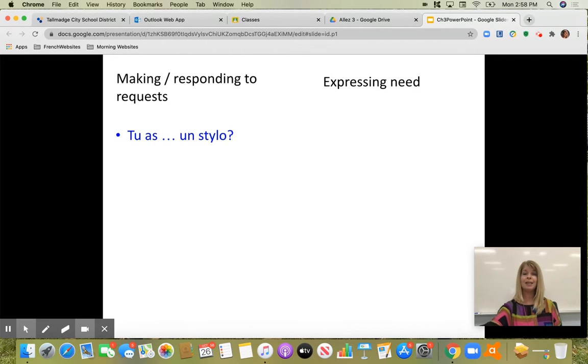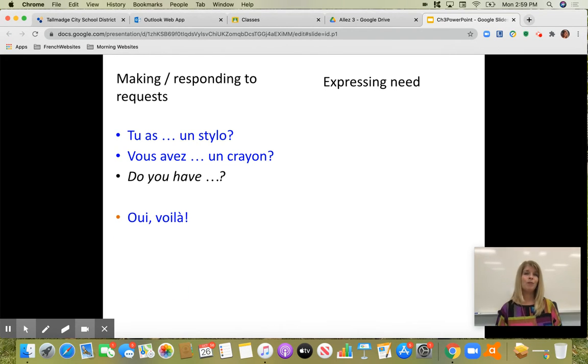Répétez. Tu as un stylo? If you want to talk to me, you should use vous, or if you're talking to more than one person. Vous avez un crayon? Do you have a pencil? If you have one and you want to give it to them to borrow, you can say oui, voilà. Répétez, oui, voilà.